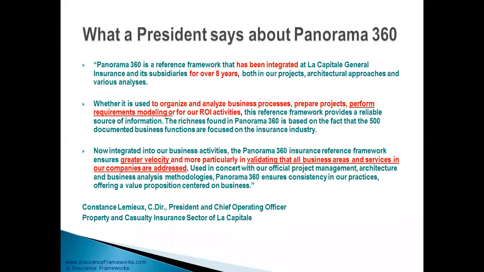Here's what an insurance company president says about Panorama 360. This president was also the former CIO of another organization. It has been integrated into that company for over 8 years. And specifically, this organization performed the requirements modeling using Panorama 360 and says that it has given them greater velocity in validating that all business areas and services in the companies are addressed.